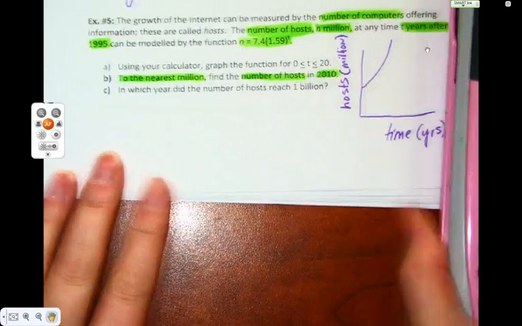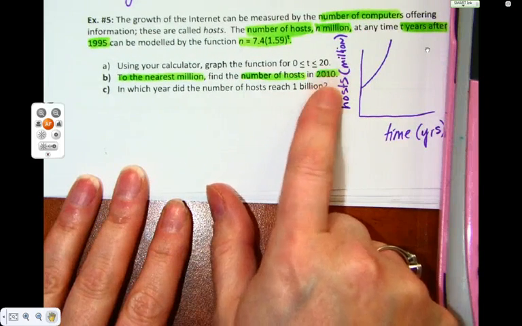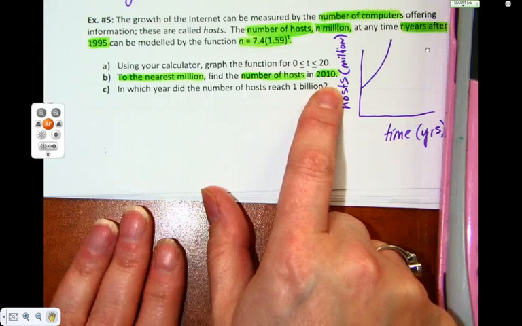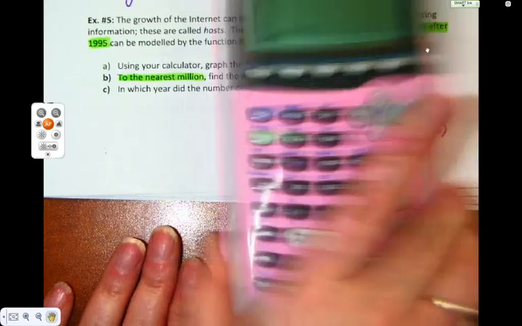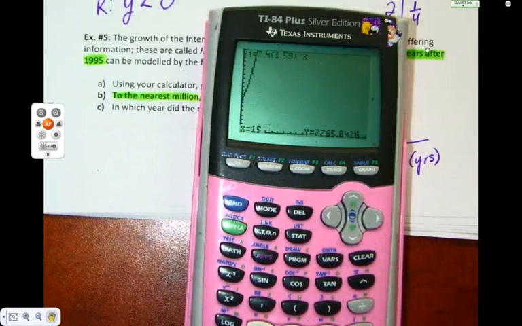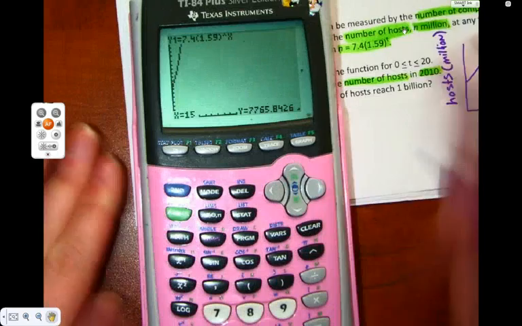Now, use your brains a bit. We're not putting in 2010. Why is it 15? So how many years between 1995 and 2010? 15. Hit enter. Okay, so answer for B is?